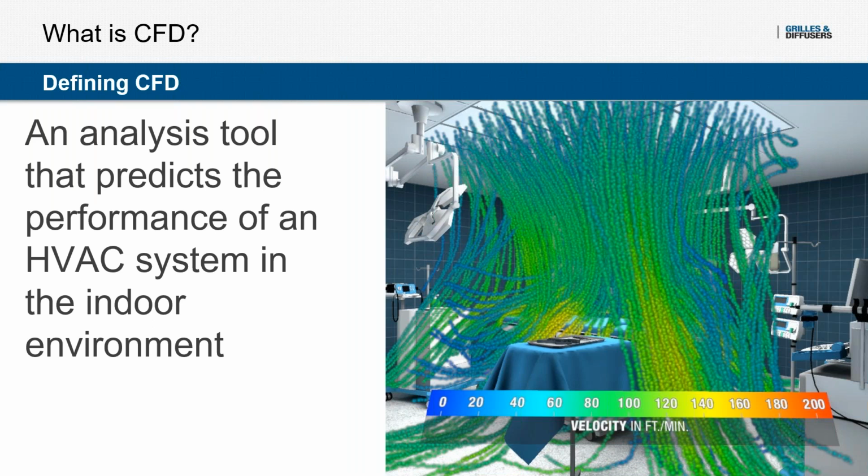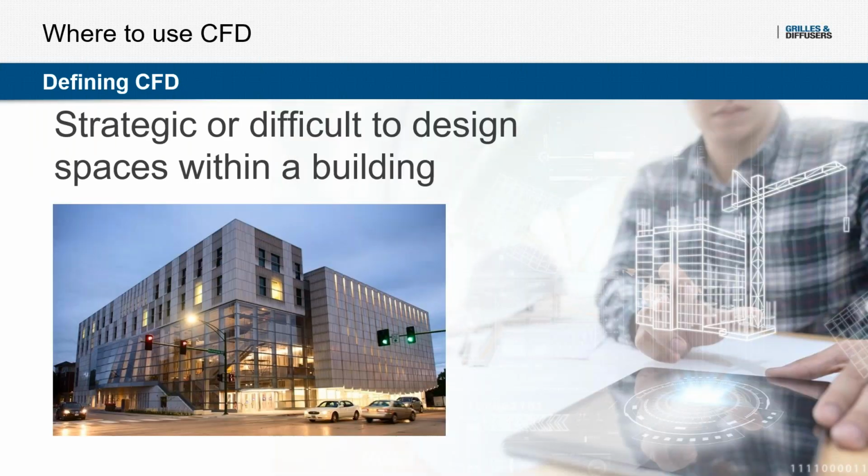I like to contrast CFD a little bit with energy modeling, since a lot of engineers are more familiar with energy modeling. Typically in energy modeling, you might look at the system in the whole building to figure out energy usage, control strategies, and such. In CFD, it's a little bit different because typically you would only apply it to a single strategic or difficult to design space within a building. Another really good use of it is for a space that repeats many times throughout a building, like maybe a private office or a patient room.